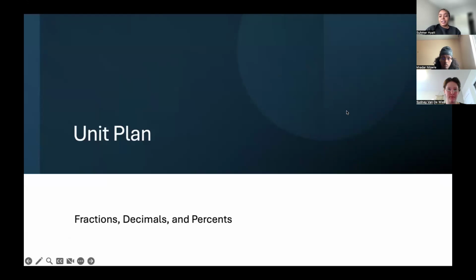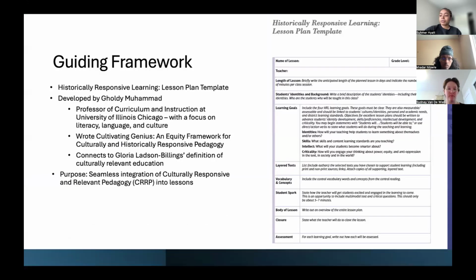Okay, so fractions, decimals, and percents. My guiding framework is the historically responsive learning lesson plan template. It was developed by Goldie Muhammad, a professor of curriculum and instruction at the University of Illinois with a focus on literacy, language, and culture. She wrote an equity framework for culturally and historically responsive pedagogy, which connects to Gloria Ladson-Billings' definition of culturally relevant education.